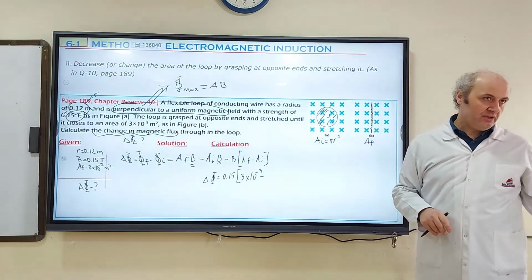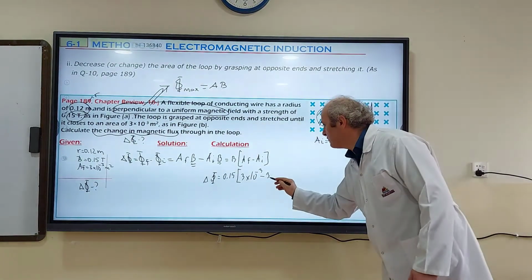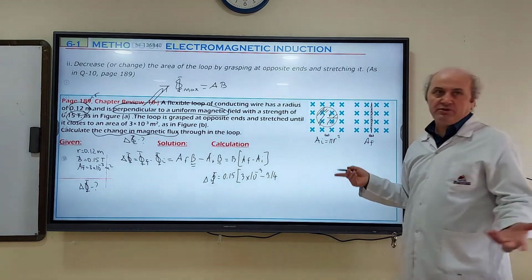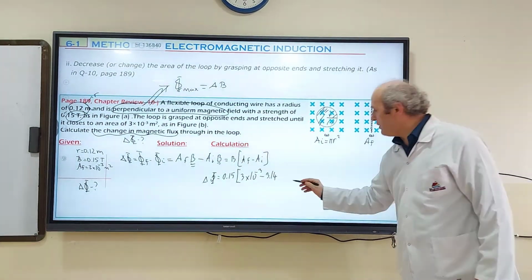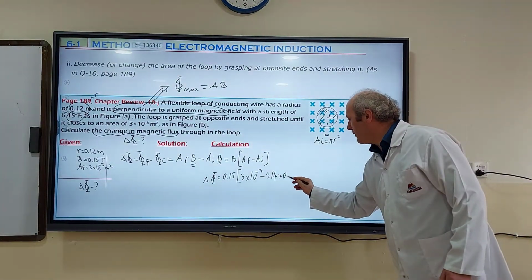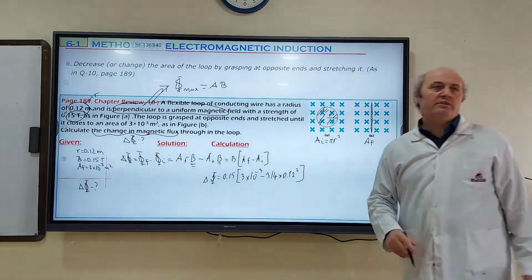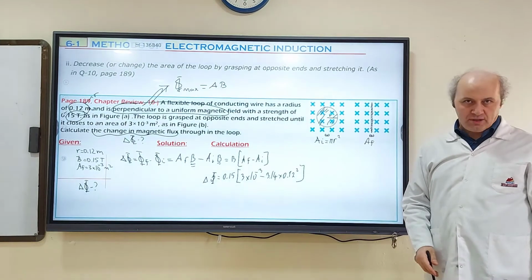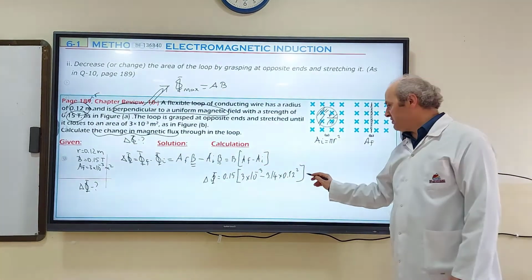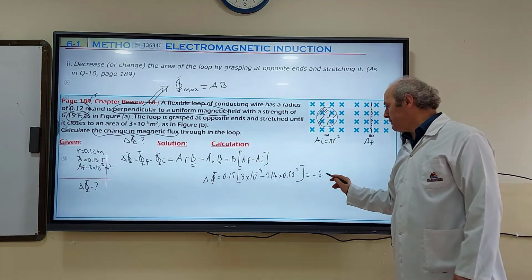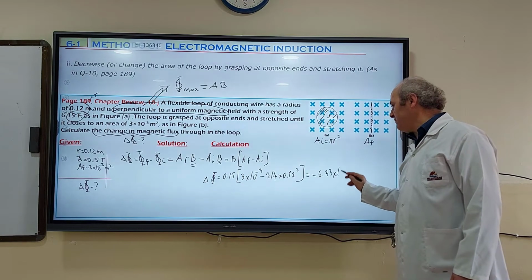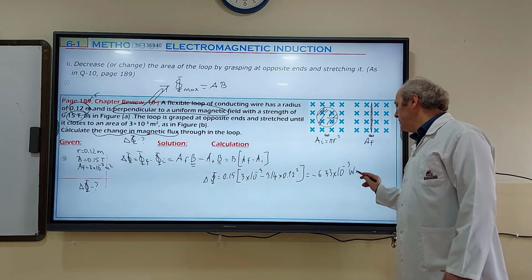Pi is 3.14, multiplied by 0.12 squared, and close the bracket. The rest is your calculator. You are going to apply the calculator and you will find the answer. I think it is negative 6.33 times 10 to the power of negative 3 Weber.